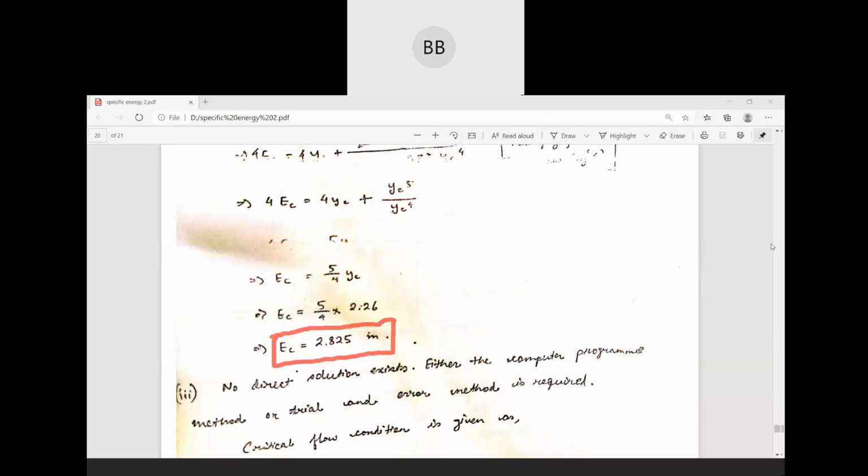Okay, so we completed this unit here. In the next class, we are going to start a new chapter called Gradually Varied Flow. So we are going to end this class here, and in the next class, we will start a new chapter.